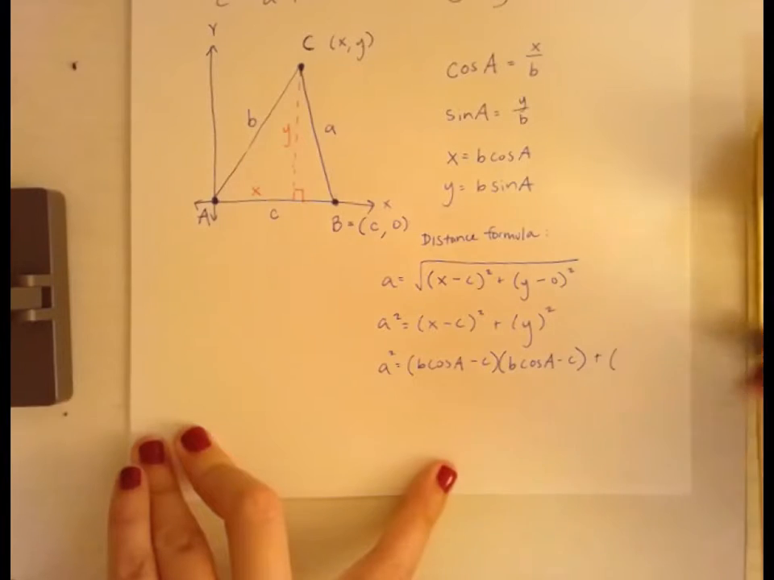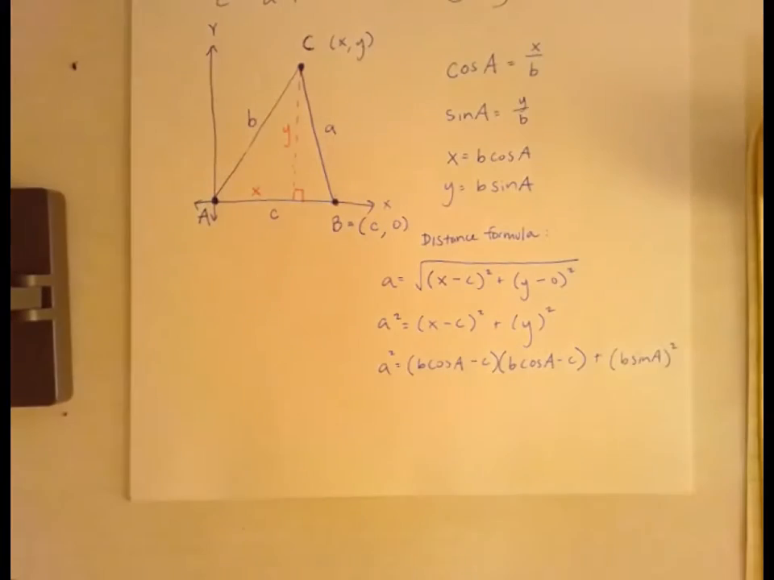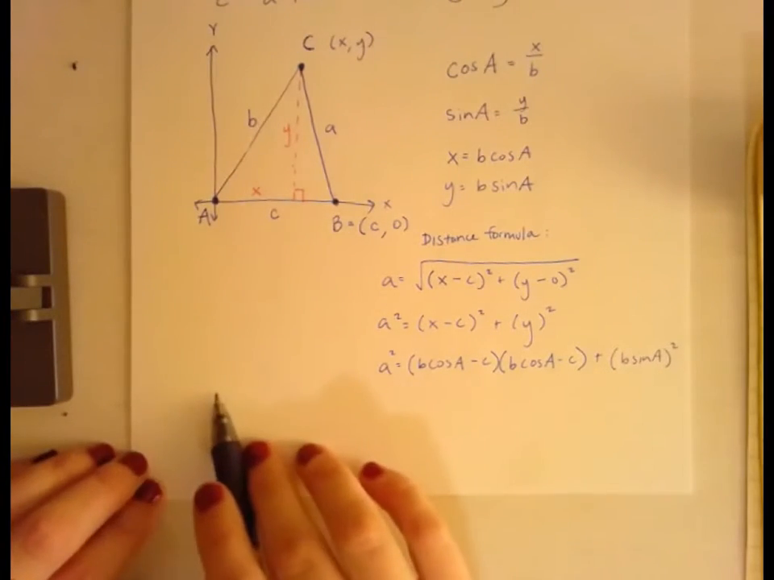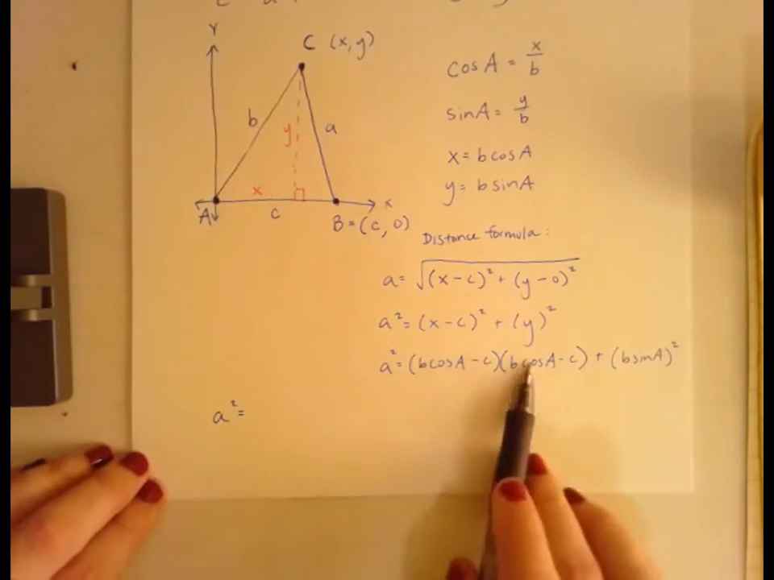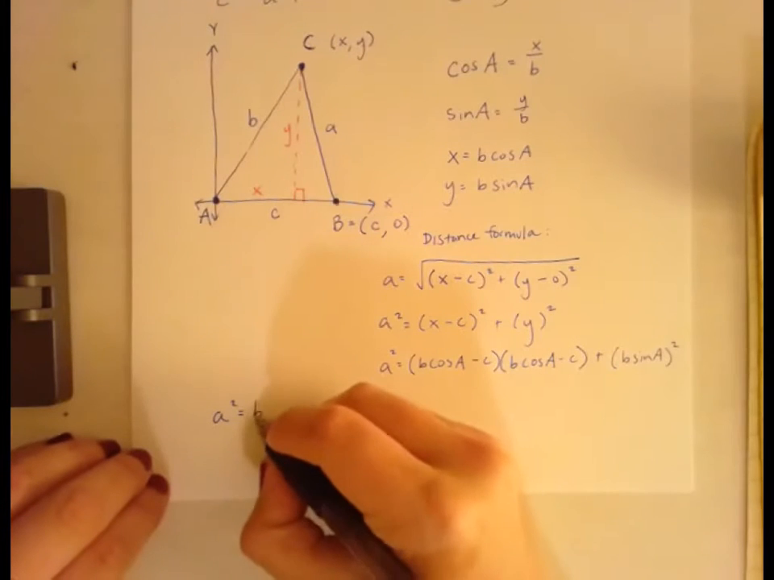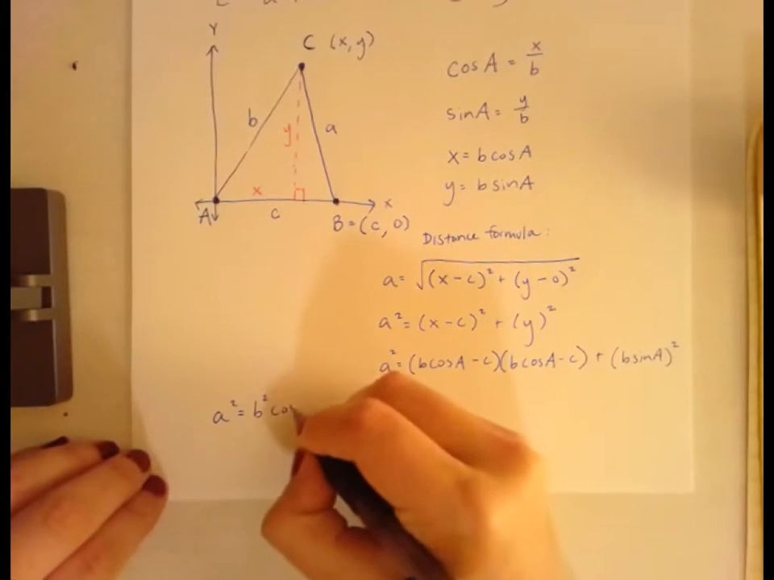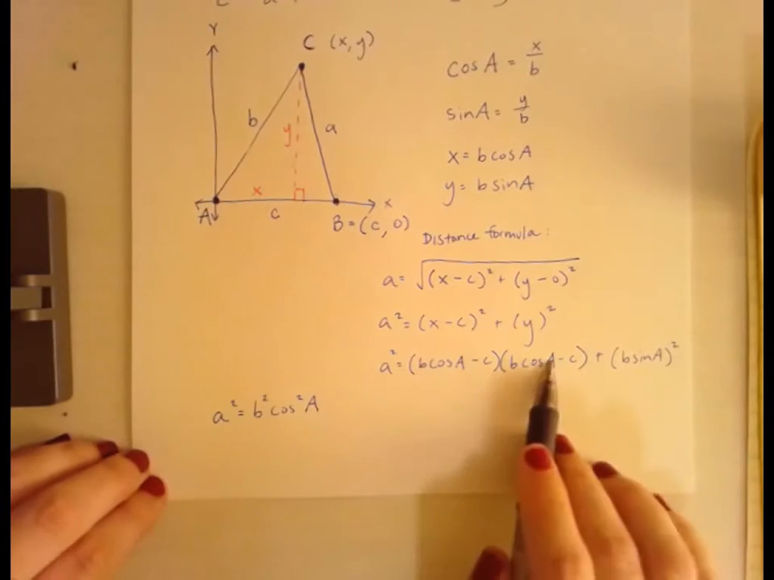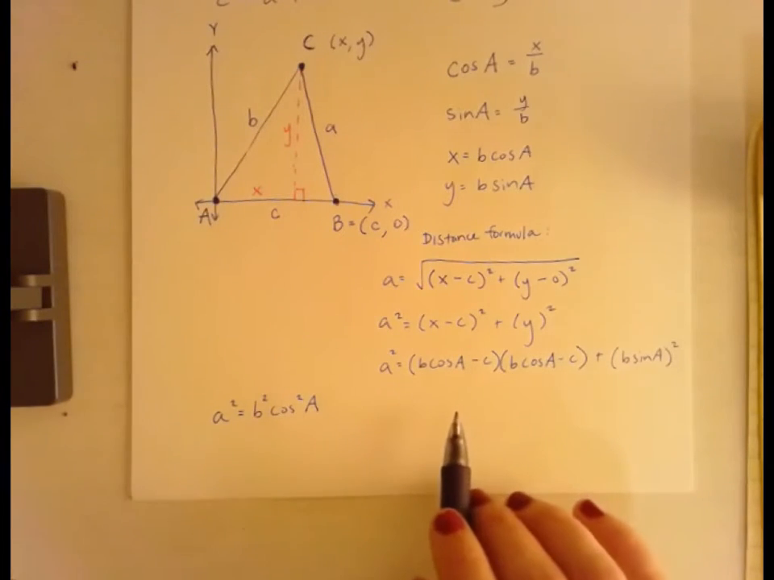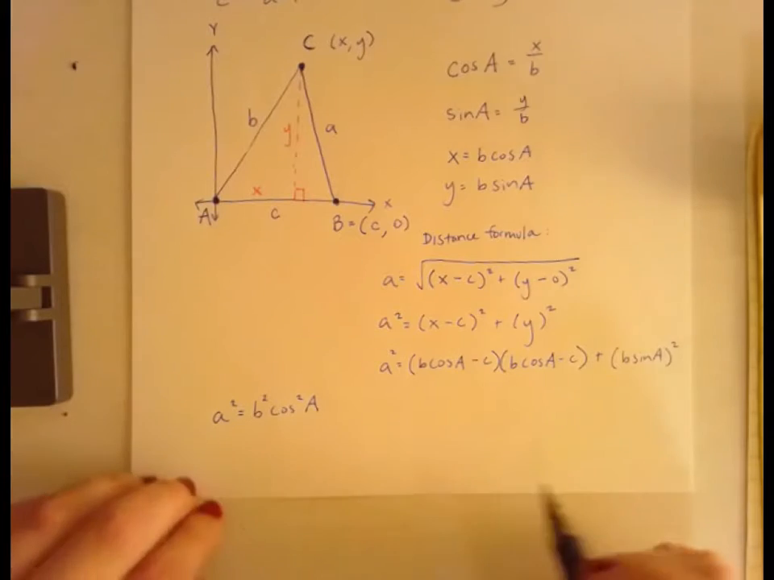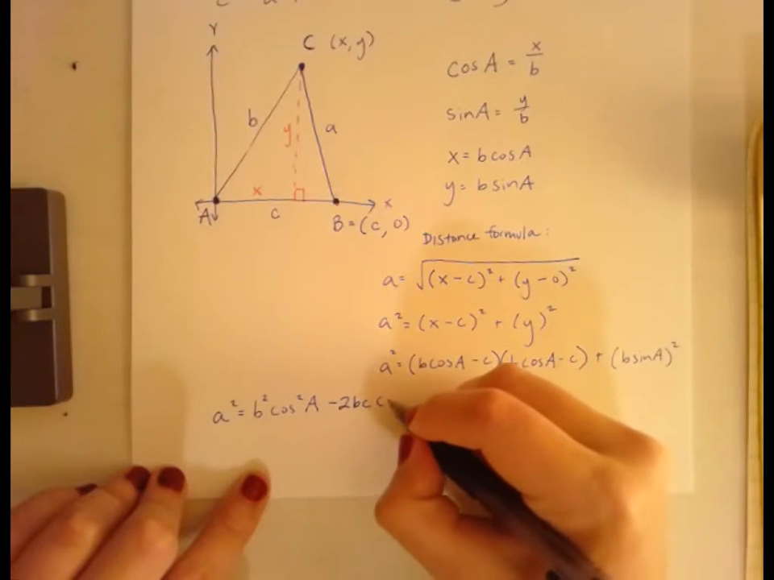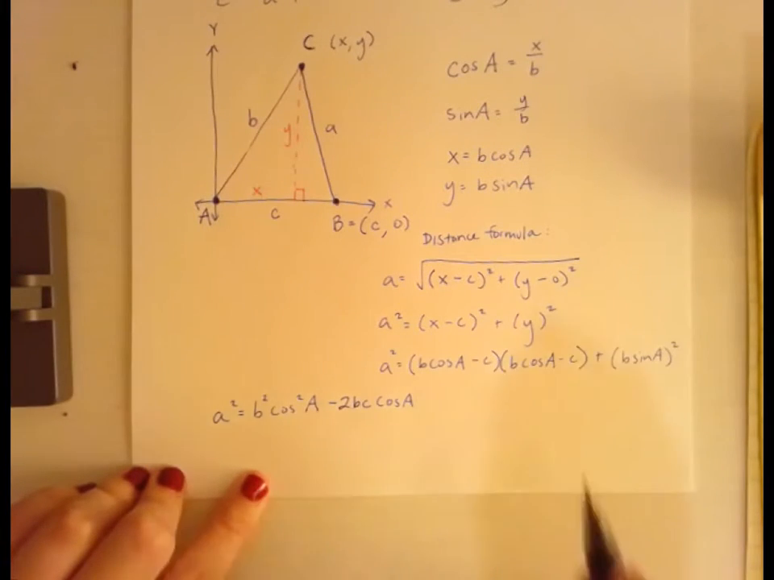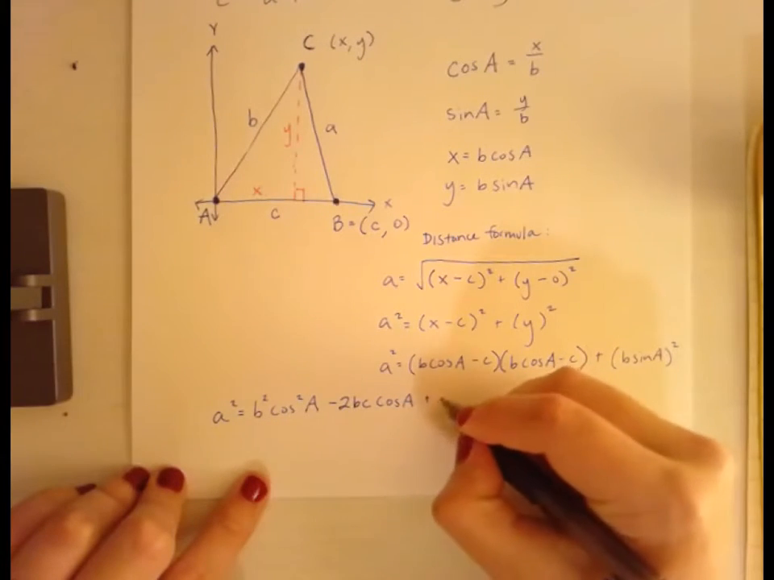Plus, I'm not going to say y squared, I'm going to say b sine a squared. I'm going to start writing a little bit farther out here to the left now. So a squared equals, when I FOIL this out, the first term I get is b squared cosine squared a. The next two terms would both be negative bc cosine a. So if I have two of those, I have negative 2 bc cosine a. And then lastly, I'd be ending with plus c squared.